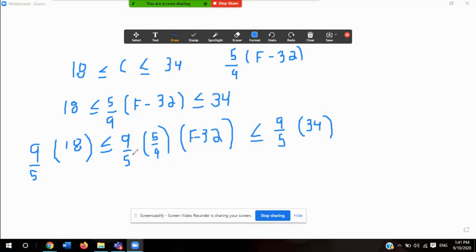First of all, this is all going to cancel out, and I'm not going to have this here anymore. So I know for a fact that I'm going to have less than or equal to F minus 32, because the 5/9 and the 9/5 cancel each other out, since they're reciprocals of each other. And now what we need to do is just multiply each side by 9 over 5. Normally you would try to see if there's anything that you can cross cancel, but nothing cross cancels here. So I'm going to multiply 18 times 9.